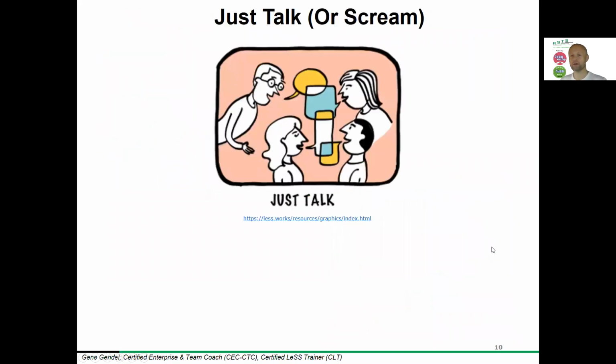Now, in large-scale product development, in lean product development, large-scale Scrum being one of them, we make a very strong emphasis on this very simple but very strong technique: just talk. And there's an extreme version of it. It's called just scream.